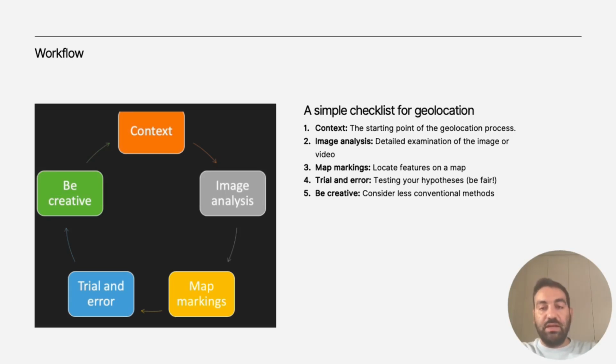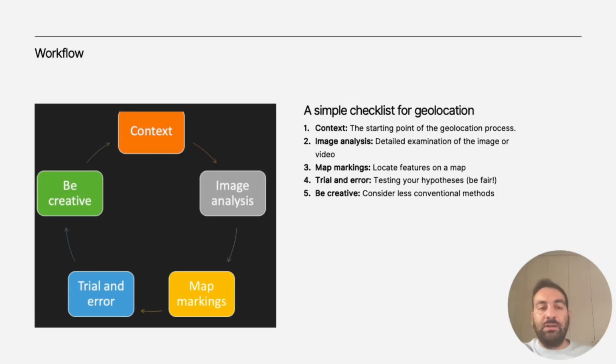Map markings, next step. Its purpose is, after identifying specific features in the image analysis phase, the next step is to locate these features on a map. This often involves marking potential locations that match the geographical clues identified in the image. Utilizing mapping software or geographic information systems, the so-called GIS, the user can overlay data layers and markers on digital maps to pinpoint potential locations.